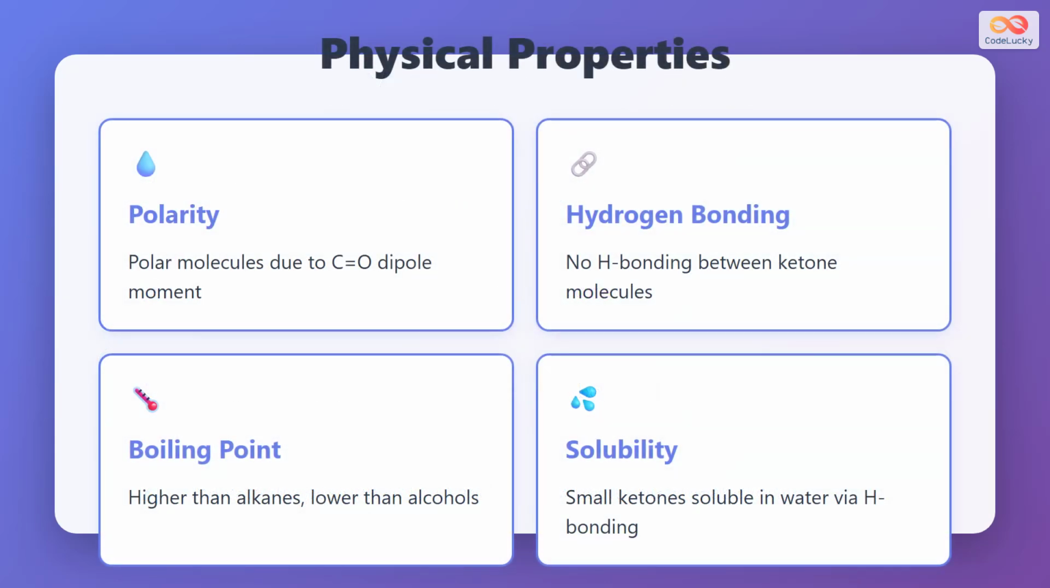Ketones have distinct physical properties. They are polar molecules because of the dipole moment created by the C=O bond. However, ketone molecules cannot form hydrogen bonds with each other because they lack hydrogen atoms bonded directly to oxygen. This affects their boiling points, which are higher than alkanes of similar molecular weight but lower than alcohols. Small ketones like acetone are soluble in water because they can accept hydrogen bonds from water molecules through the oxygen atom of the carbonyl group.